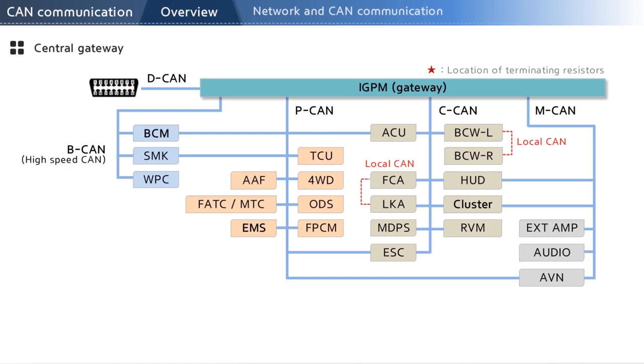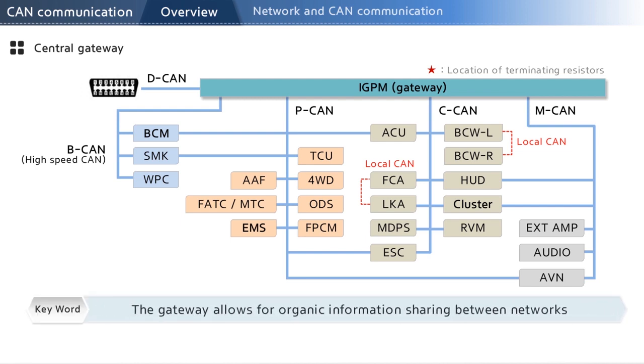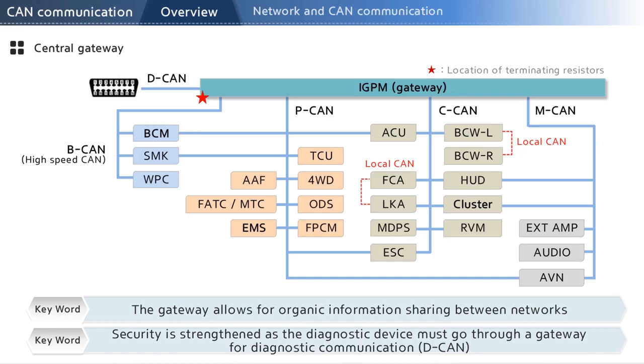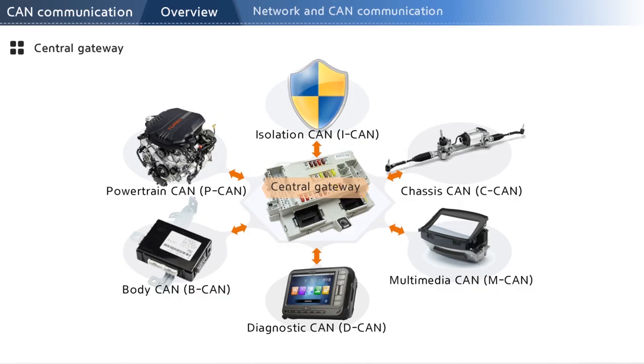More recently released cars are now equipped with the central gateway, a module that is directly connected to BCAN, PCAN, MCAN, and the likes for organic information sharing between networks based on the transmission rate and data size. DCAN is added to meet the ever-tightening security standards, intended specifically for diagnostic device connection. It offers increased security with data encryption.